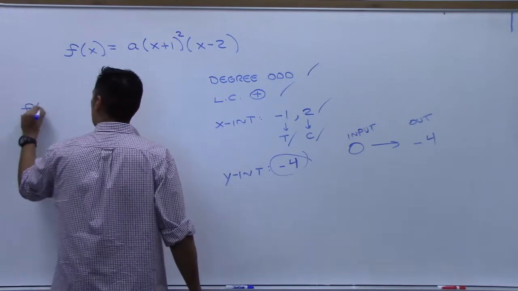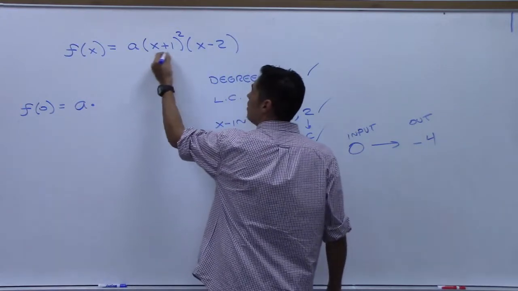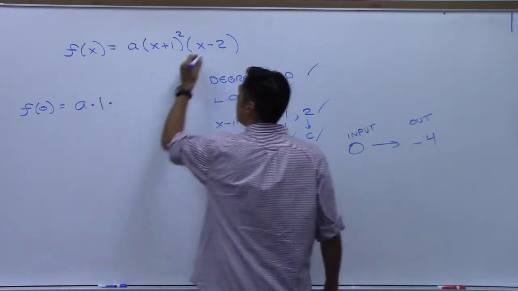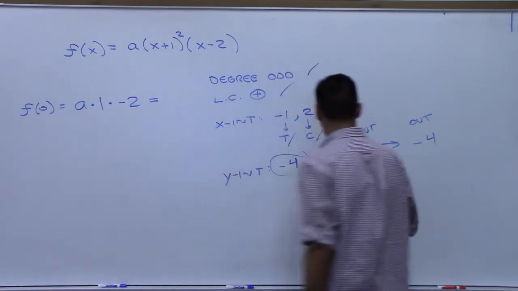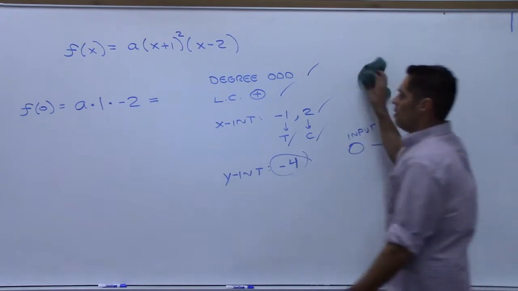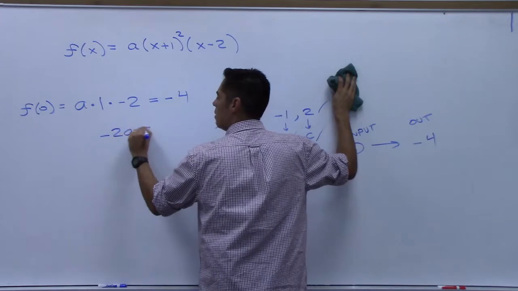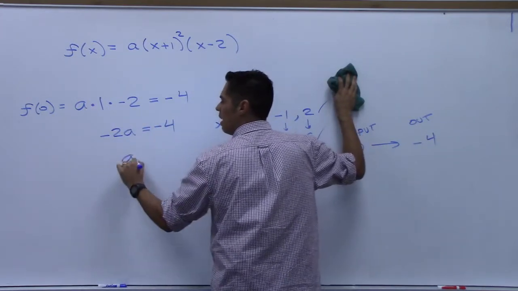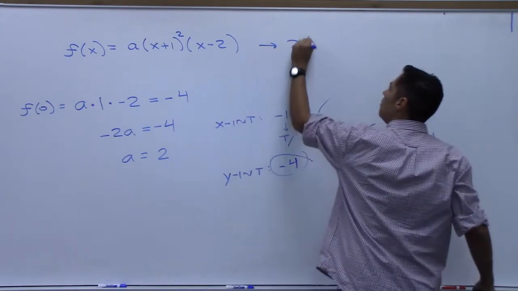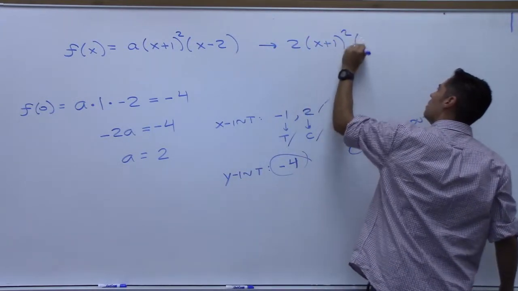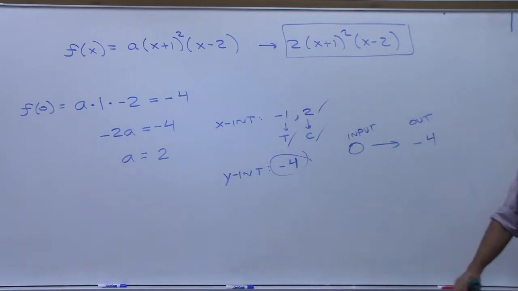What is f of 0? Well, f of 0 is a times 0 in here gave me a 1 times 0 in here gave me -2, right? I need that to be equal to what? -4, right? This left side is just -2a, must equal -4, which means I should let a be what? 2. So if I come in here and I say 2 times x plus 1 squared times x minus 2, this function will satisfy all the conditions of that graph.